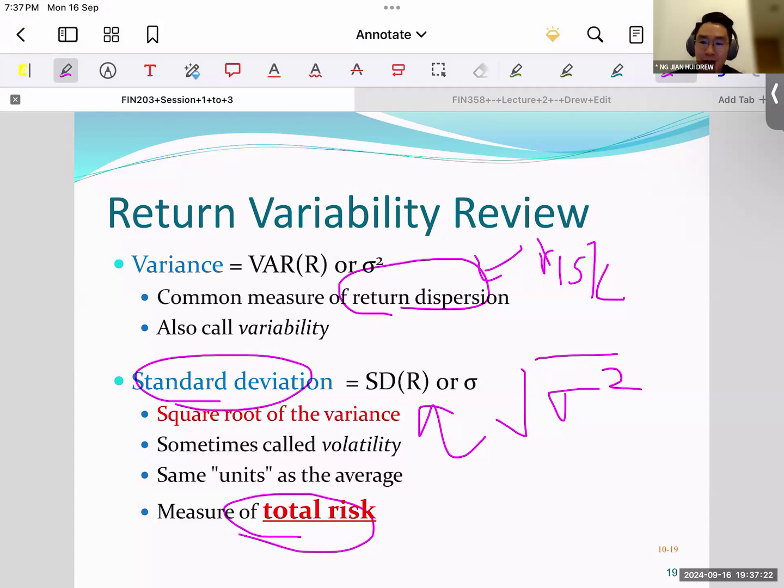So I have a question for everyone. The question is, why do we define the total risk of an asset using standard deviation and not variance? Anyone like to give this a try? So the question again is, why do we define the total risk of an asset using standard deviation instead of variance? Hi, Prof. Can I try? Yeah, sure. Go for it.